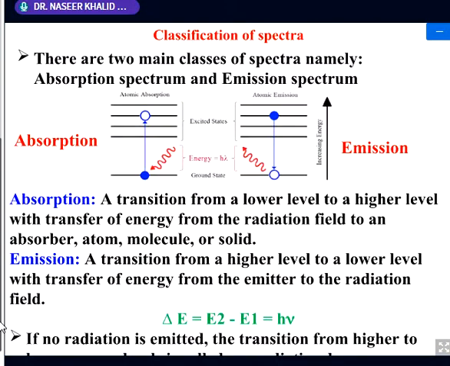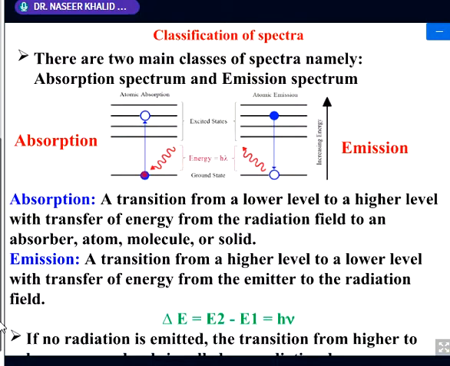Now, in the definition, we studied that there could be emission. There are two main classes of spectra, namely the absorption spectrum and the emission spectrum. Now, this is the absorption spectrum. This is, for example, a normal atomic level. This is the first energy level. This is second, third, fourth, fifth.